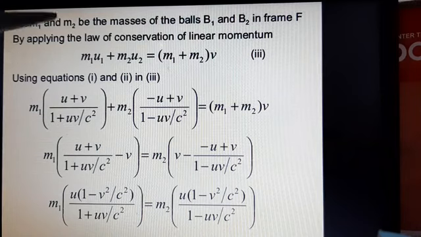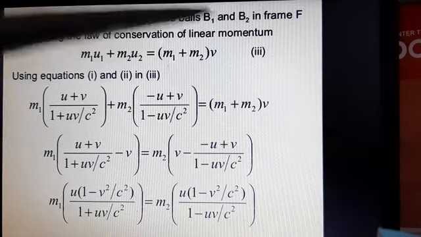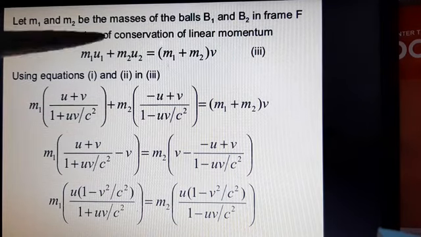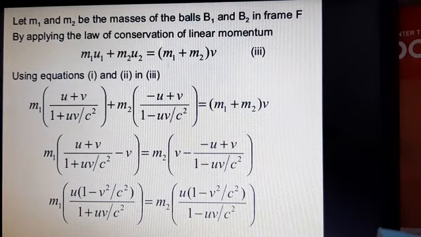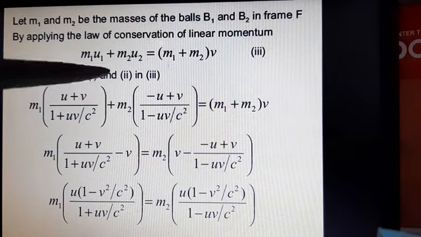So let M1 and M2 be the masses of balls B1 and B2 in frame F. As I have already said, the masses of these two balls are not the same in the F frame, because they are the same in the F dash frame, but in the F frame they are not the same. So the masses are M1 and M2. Really, it happens that the masses change.